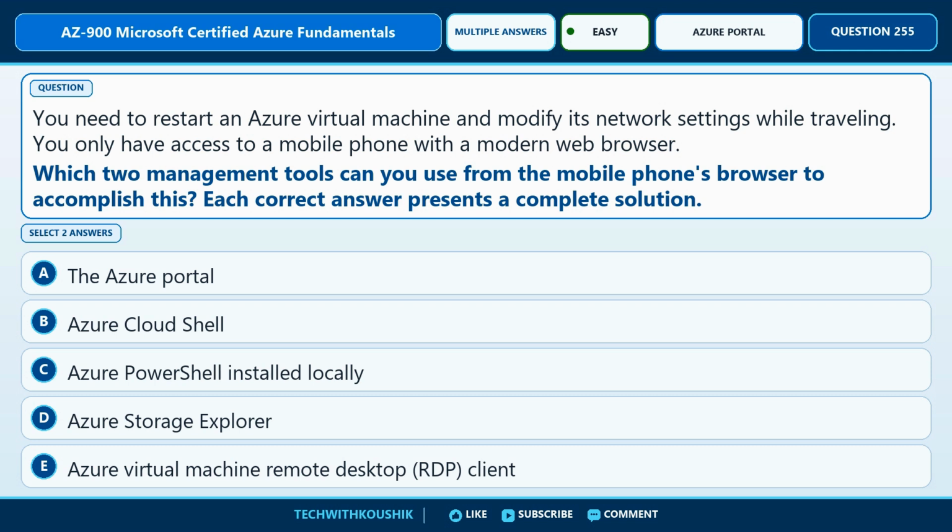Here are the possible answers. Option A is the Azure portal. Option B is Azure Cloud Shell. Option C is Azure PowerShell installed locally. Option D is Azure Storage Explorer. Option E is Azure Virtual Machine Remote Desktop, RDP, client.